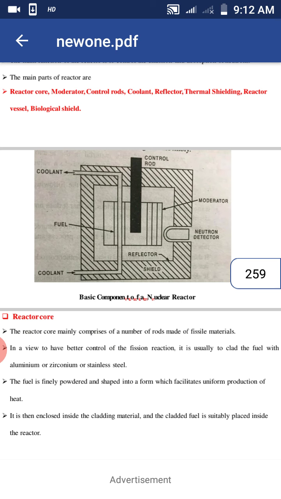Okay, next comes the neutron detector. It will detect the amount of neutrons present in the reactor vessel or in the reactor core. So last comes the reactor vessel.